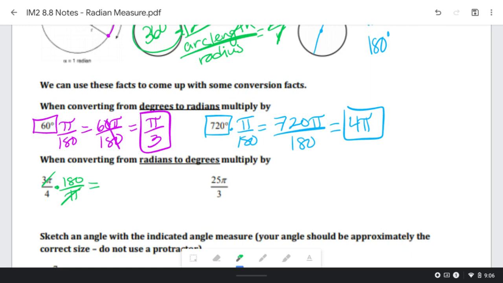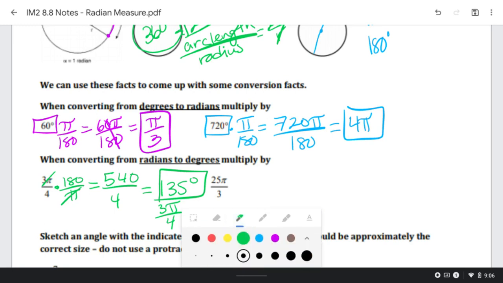So 3 times 180 is 540. And then over 4 is 135 degrees. So that's the same thing as 3 pi over 4. Next year, in math 3, you're going to use radians a lot, so you have to become very familiar with them. They are the same thing as degrees, but they just look a little different.